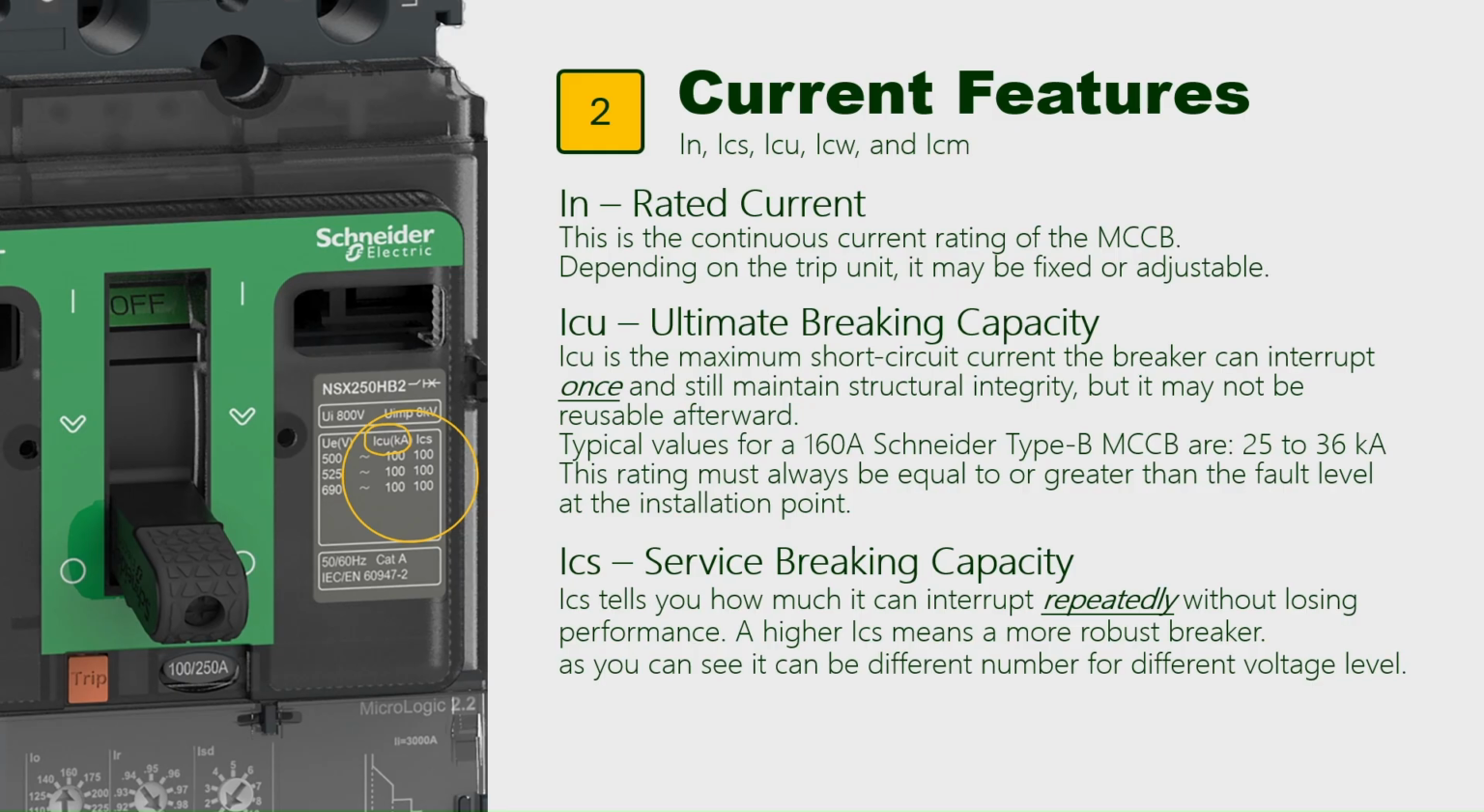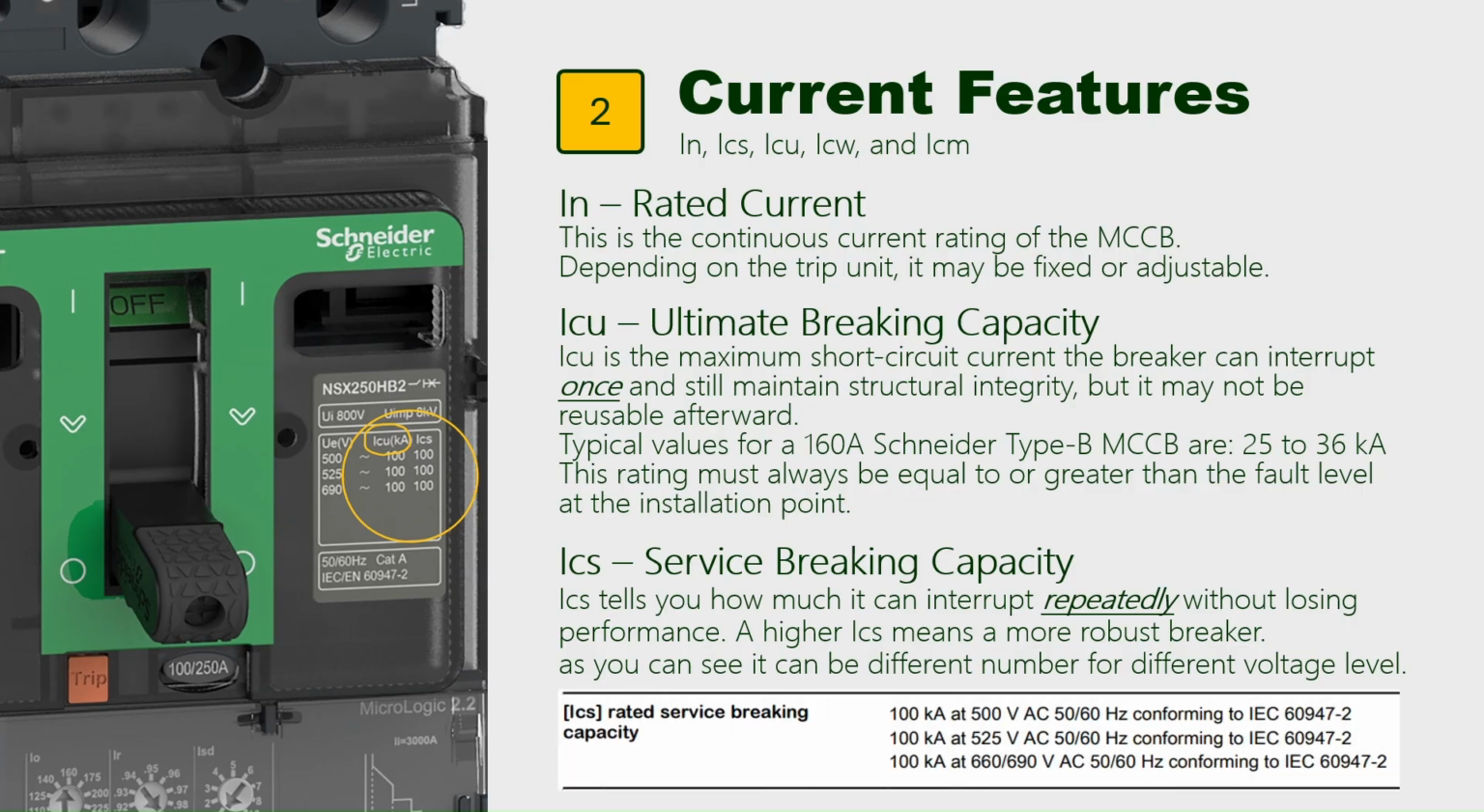ICS, service breaking capacity. If ICU tells you the maximum the breaker can interrupt once, ICS tells you how much it can interrupt repeatedly without losing performance. It's expressed as a percentage of ICU: 25, 50, 75, or 100%. A higher ICS means a more robust breaker. As you can see, it can be a different number for different voltage levels.